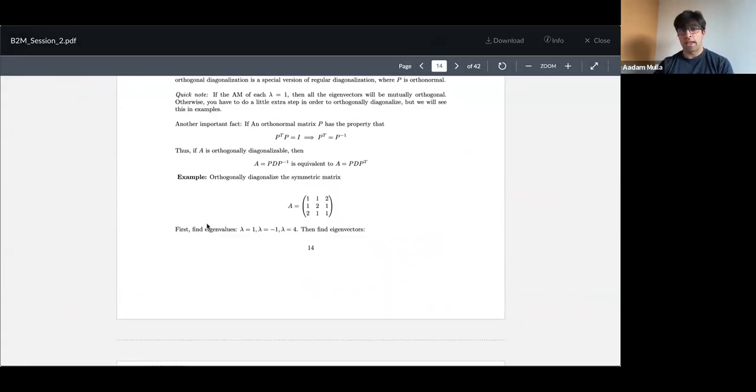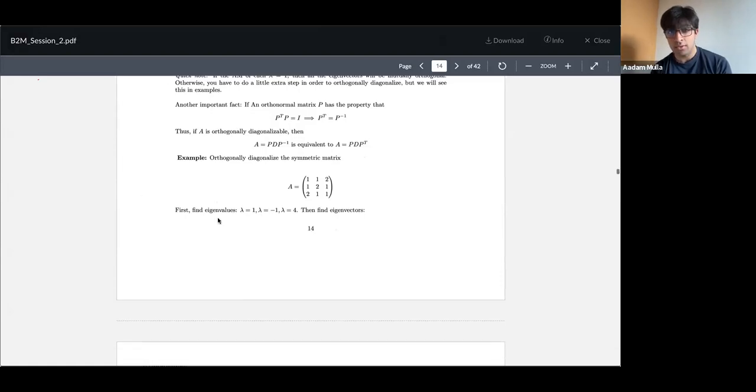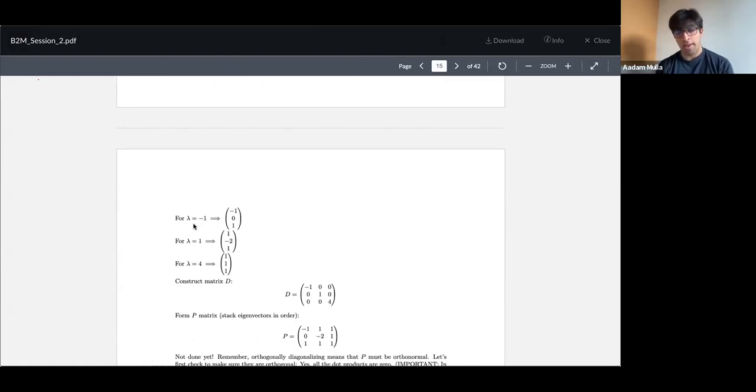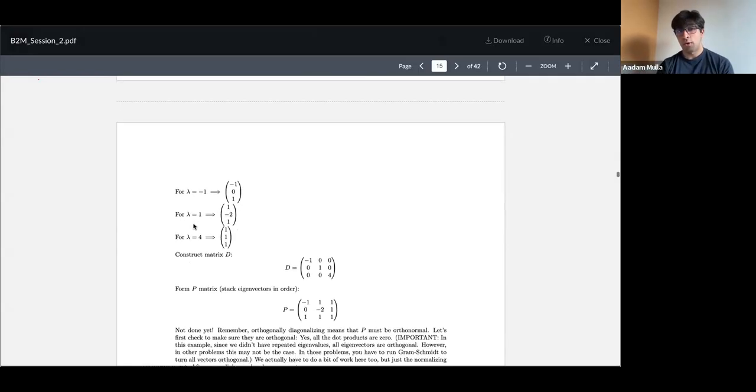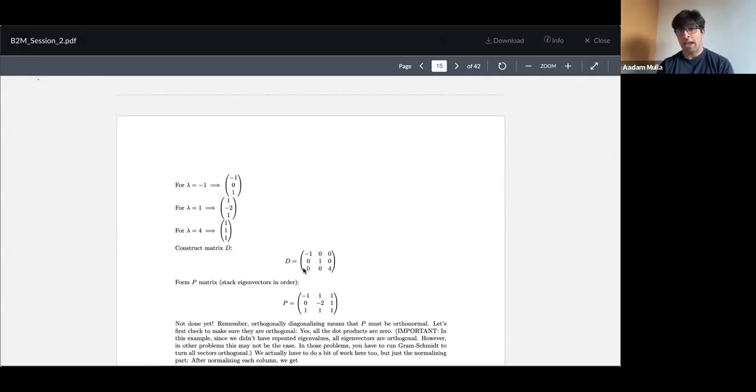We first find the eigenvalues, for which I skipped the steps, but we get lambda equals 1, lambda equals -1, and lambda equals 4. Then we find the eigenvectors by doing A minus lambda I, same way. Then we form our matrix P and our matrix D. Remember, this is just vanilla eigen diagonalization. Make sure they go in the right order: eigenvalue -1 corresponds to this eigenvector, so that comes first, then the second one, then the third one.